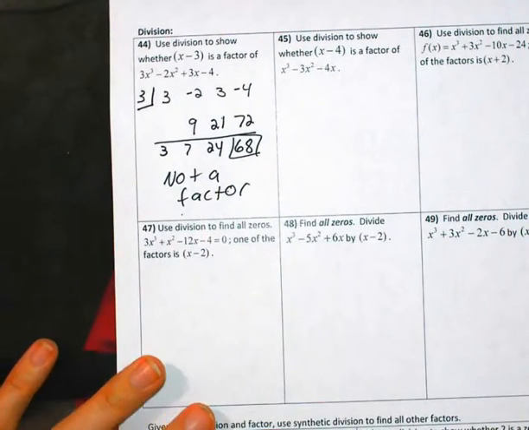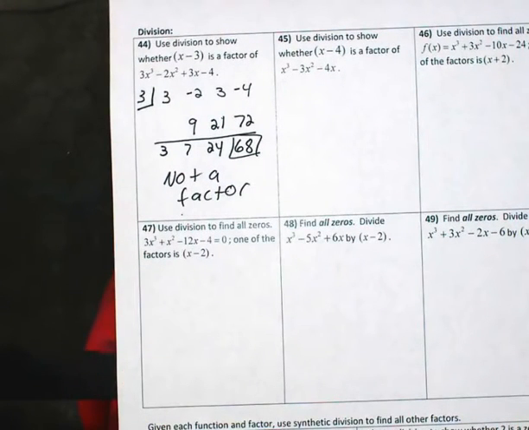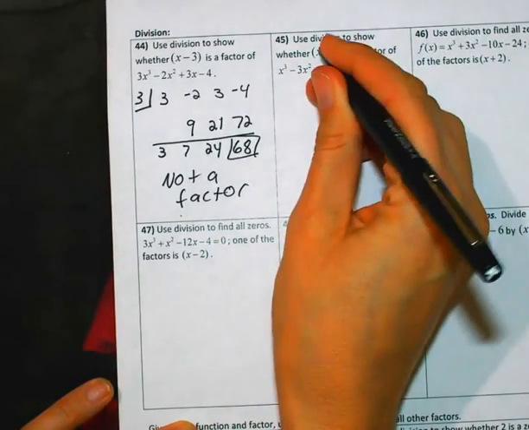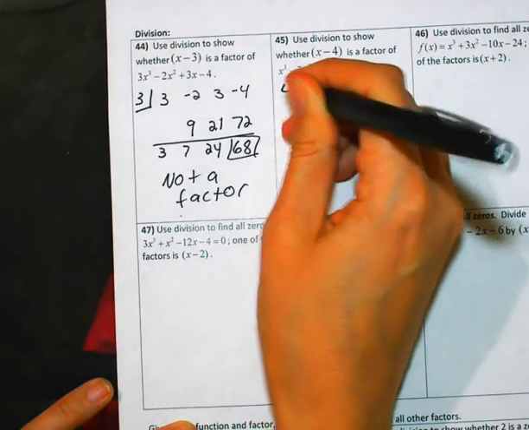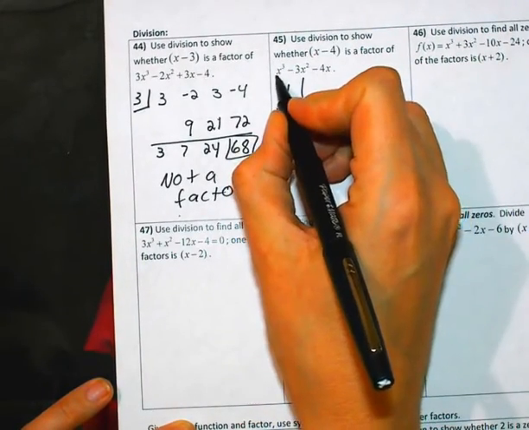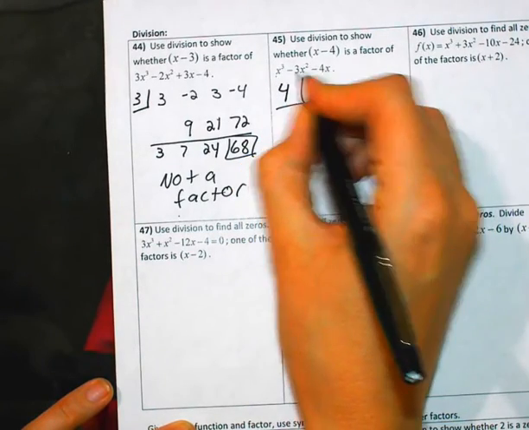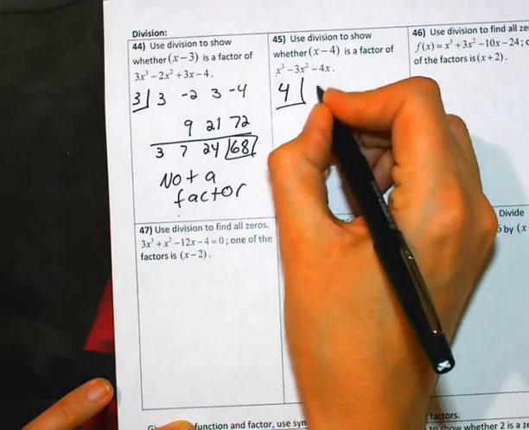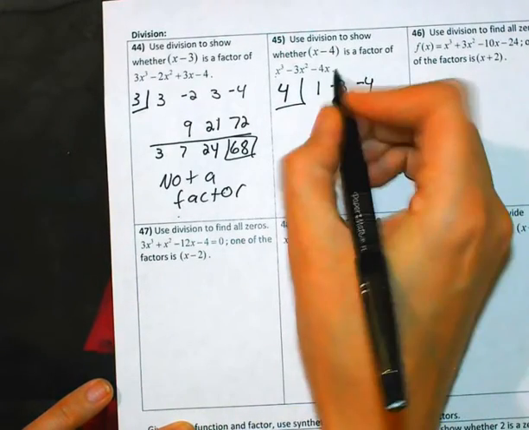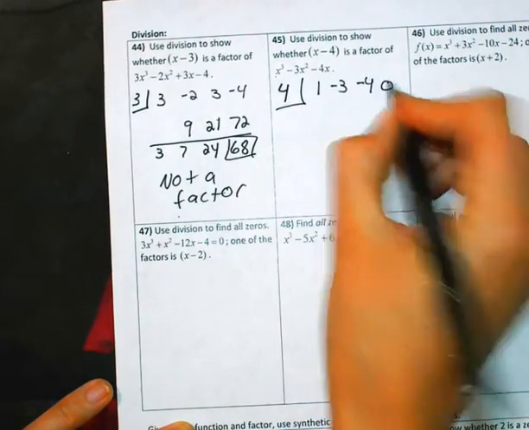Okay, next one. Use division to show whether x minus 4 is a factor of x cubed minus 3x squared minus 4x. So same process. Okay, the factor is x minus 4, so I'm going to put positive 4 here, and then I'm going to list each of my coefficients. 1, negative 3, negative 4. Notice that there's no constant, so we're going to put a 0 here.